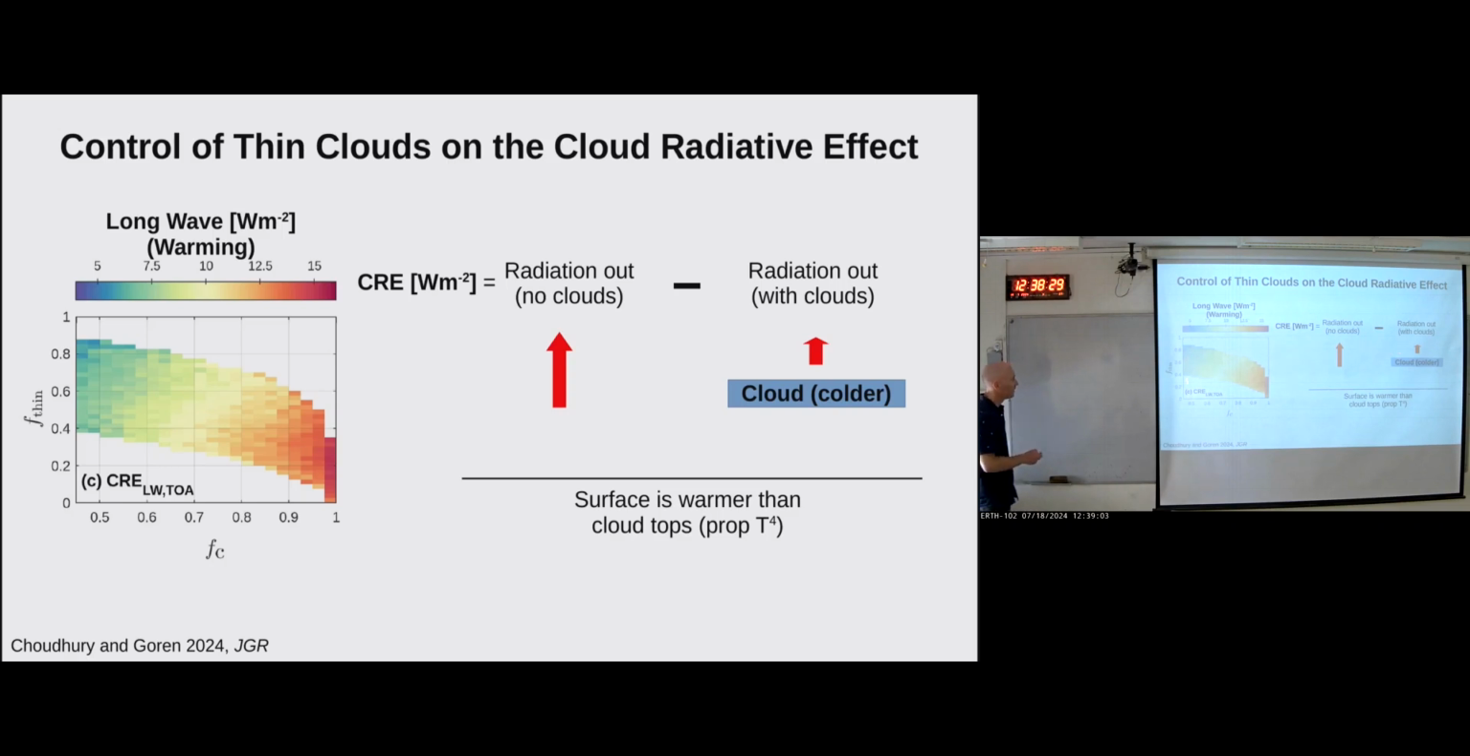And here we see the thin cloud fraction as a function of the cloud fraction. In color, this is the long wave cloud radiative effect, watt per square meter, in the long wave. For a given cloud fraction, as we increase the thin cloud fraction, we go towards lower values. It means that more radiation escapes to space, meaning that the cooling is larger, or let's say there is less warming from thin clouds because they allow the radiation to go back to space as it comes from the surface.